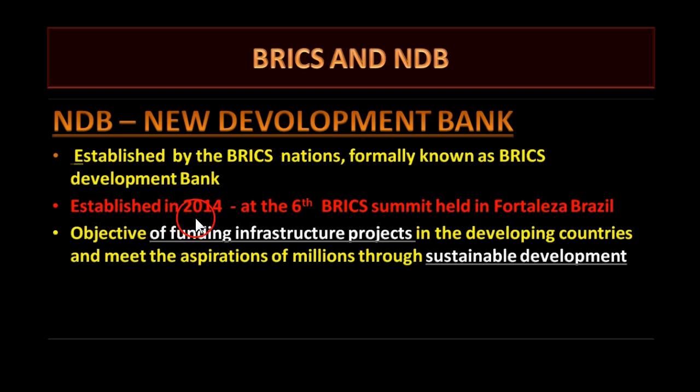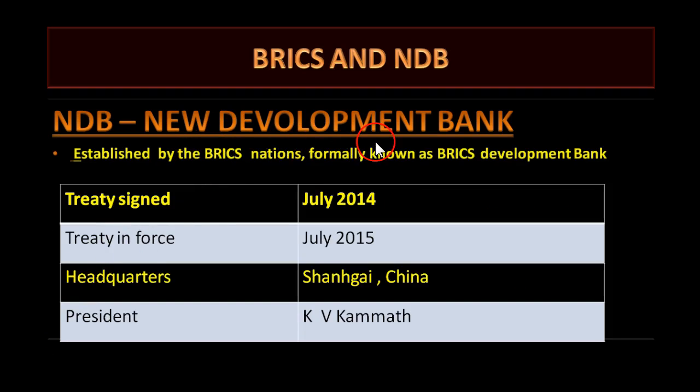It was established in 2014 at the 6th BRICS Summit held in Fortaleza, Brazil. Objective: funding infrastructure projects in developing countries and sustainable development. Established by the BRICS nations, formerly known as the BRICS Development Bank. Treaty signed in July 2014. Treaty in force in July 2015. Headquarters: Shanghai, China, and the President is K.V. Kamath.